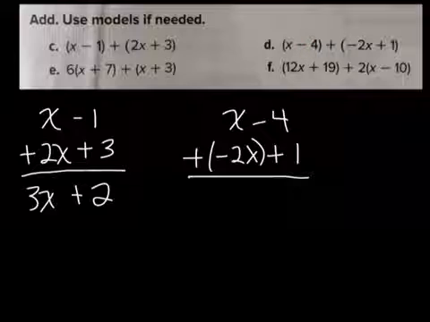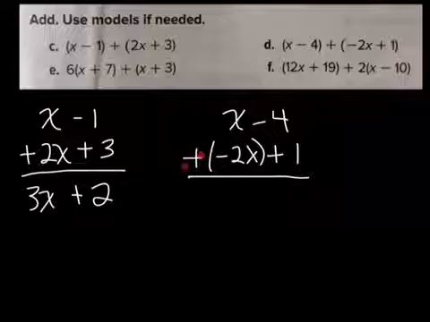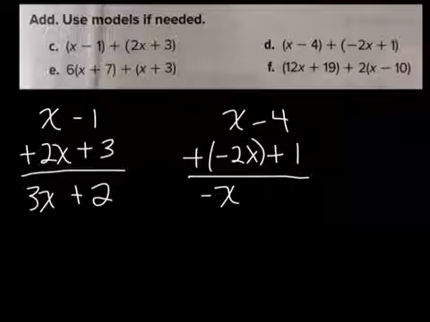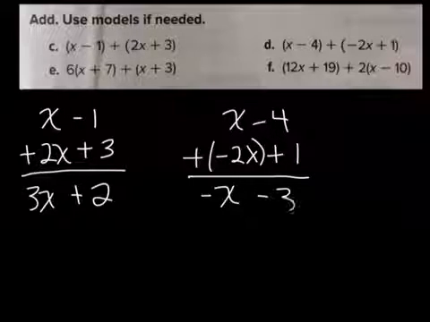And now I have x minus 4 plus -2x plus 1. Notice that I put a parenthesis here, and the only reason I did that is just so that I don't confuse this plus sign and this negative sign. It just makes it easier to read. So, okay, now I have x plus -2x is going to be -1x, or just simply -x, right? And -4 plus 1 is going to make it -3. There you have it.